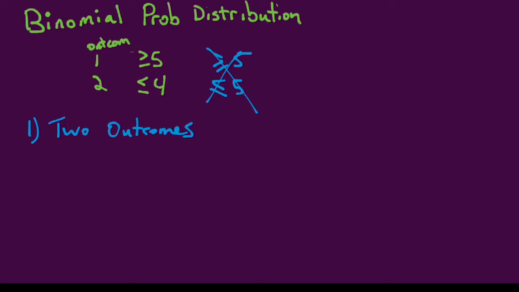We also need, so everything else, well, let me not skip ahead. So we need 2 outcomes. They need to be mutually exclusive. The number of trials is fixed and known. Okay, so what do I mean by that?